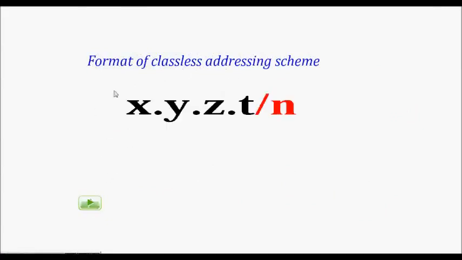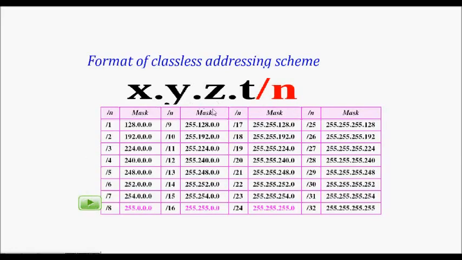Now what about the format of the classless addressing scheme? It's x.y.z.t/n, okay. So this is the format for classless addressing. And these are the masks that are shown, okay. So how to find the network part? For example, if you have a /8 network, this means your network part is 8 bits, so you apply 255 to it and the rest is 0. So this will be your network part, okay.